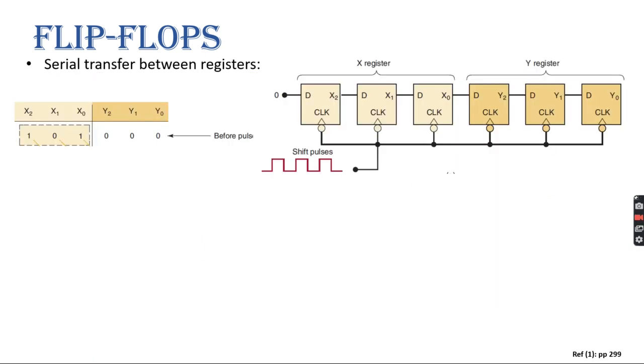So if you understand everything, now let's see how serial transfer between two registers happens. In the first case, before the pulse, it is said the output of x2, x1 and x0 was 101. So it was like this, 101.